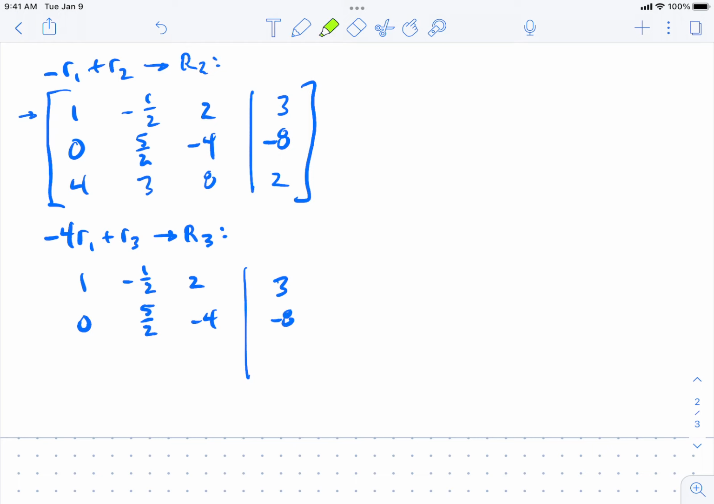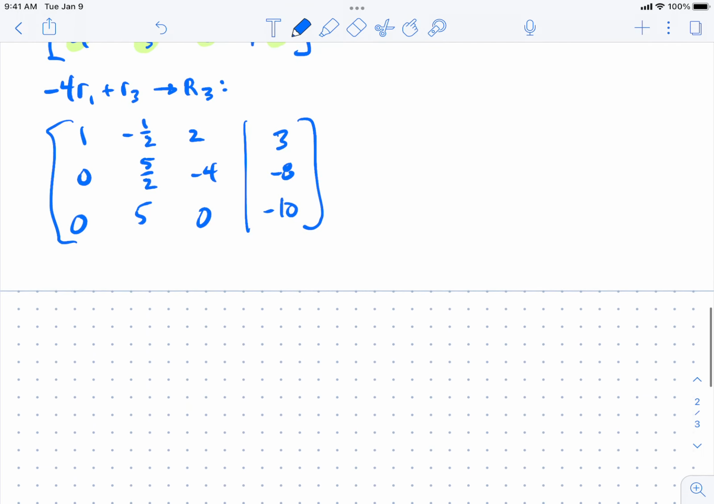So very careful now. Negative 4 times this plus this will be a 0. Negative 4 times this is negative 8, plus this is 0. Well, that's kind of fun. Negative 4 times this is negative 2... Negative 4 times this is 2, plus this is 5. Then negative 4 times this is negative 12, plus this is a negative 10. Okay, here we are. And I'm just going to keep going down.